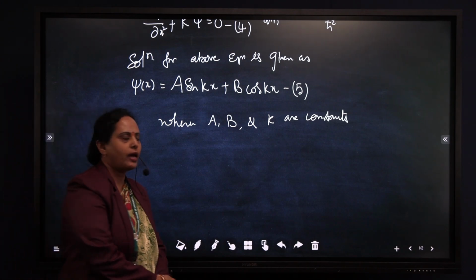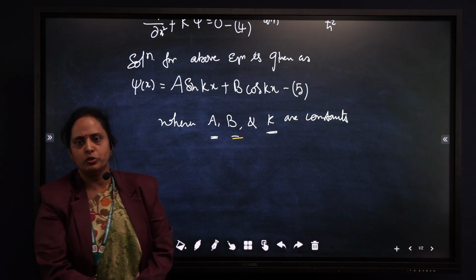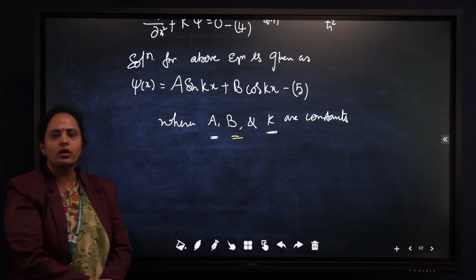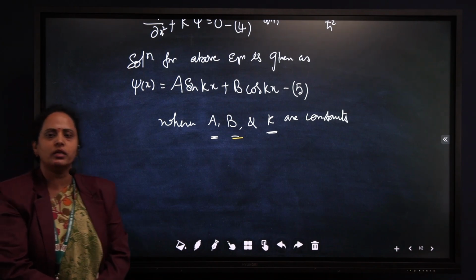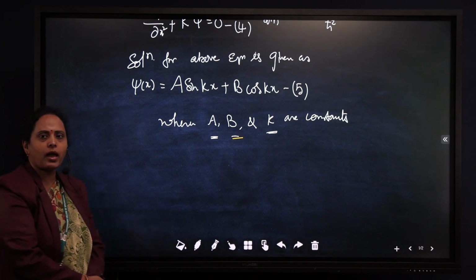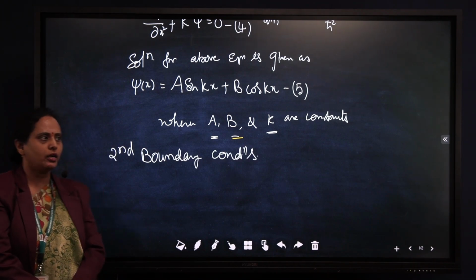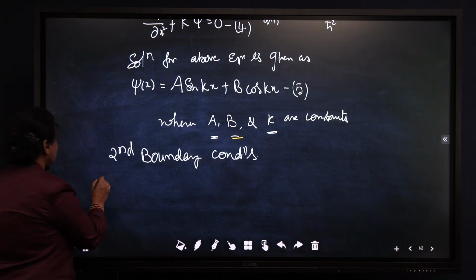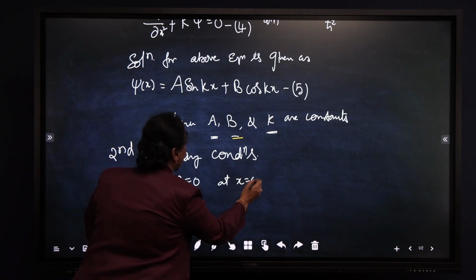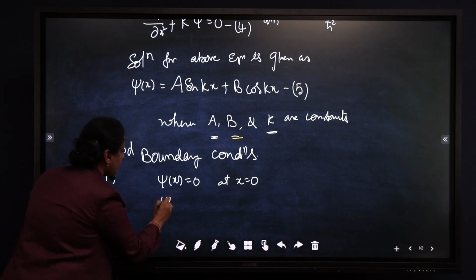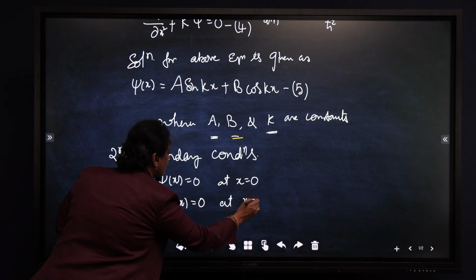After calculating these three values, we can give the solution for the Schrodinger wave equation and find out the particle motion in a one-dimensional potential box. To calculate these constants, let us apply the boundary conditions. The boundary conditions are psi of x is equal to 0 at x is equal to 0, and psi of x is equal to 0 at x is equal to L.